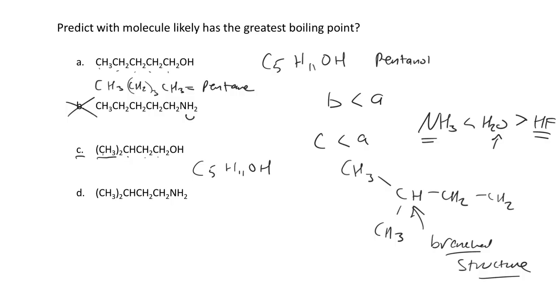And then branching the amine is not going to help it. That's only going to hurt its boiling point for the same reason. So D should have a lower boiling point than B.